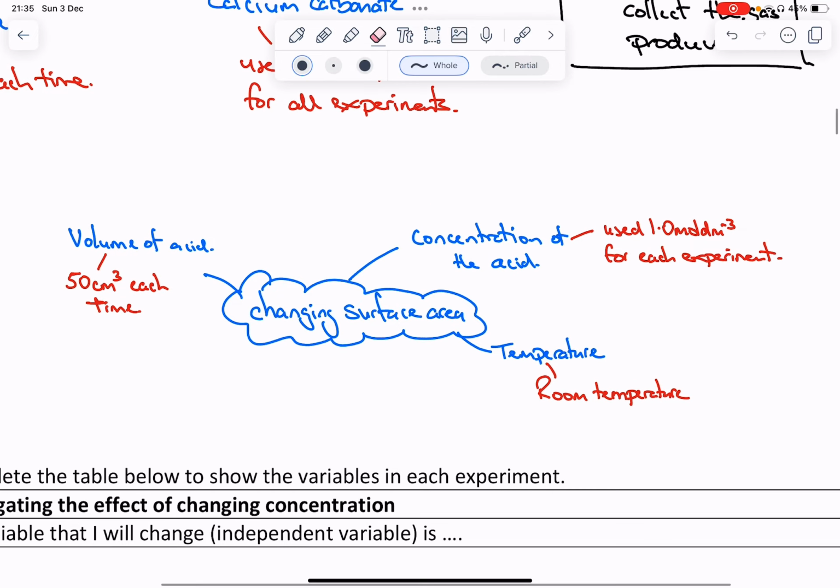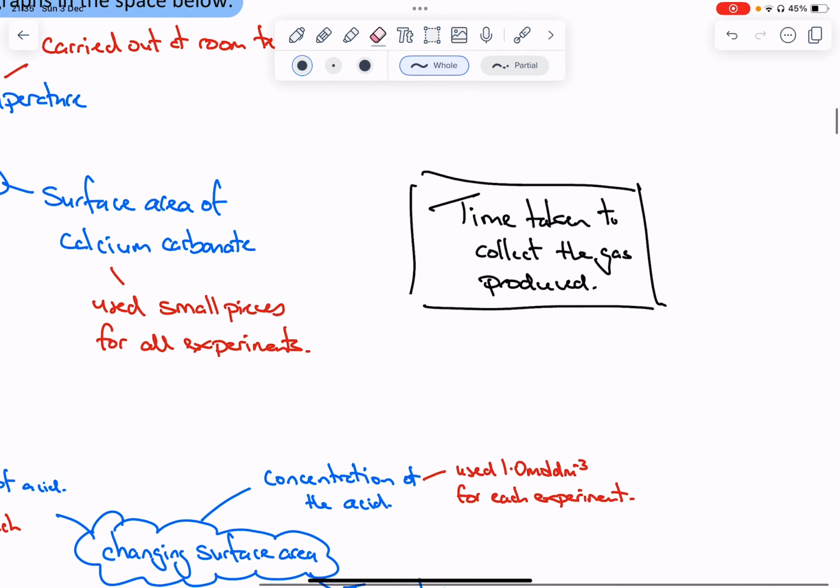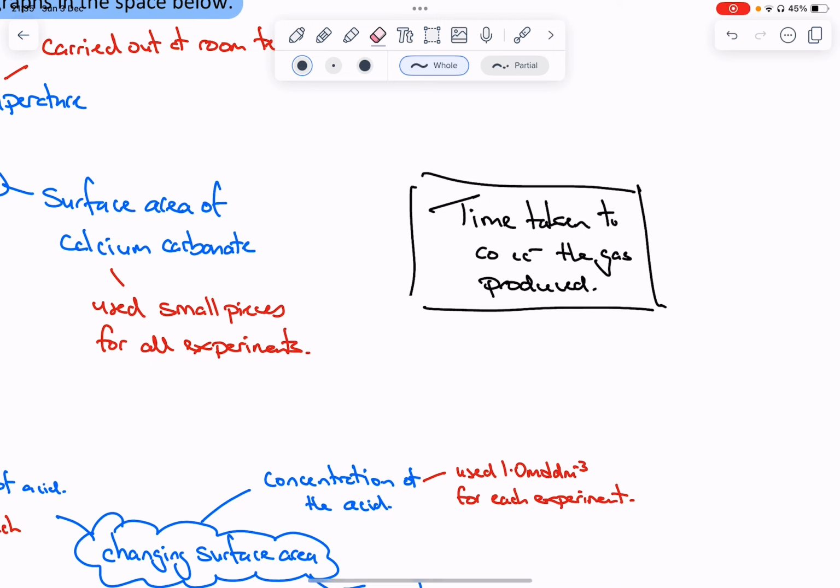In both experiments, the thing that we measured was the time taken. We measured the time taken to collect the gas that was being produced. So in both experiments, we used a stopwatch to measure the time taken to collect the gas. Now, with this information, see if you can complete the sections in your notebook.